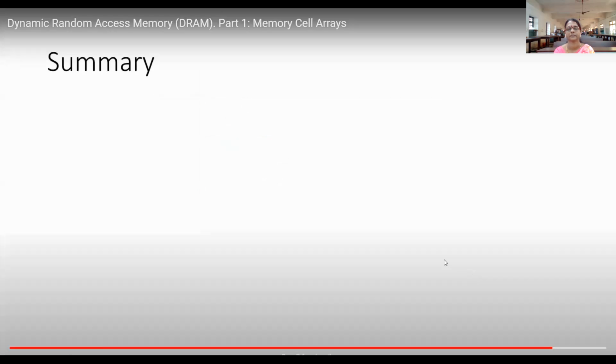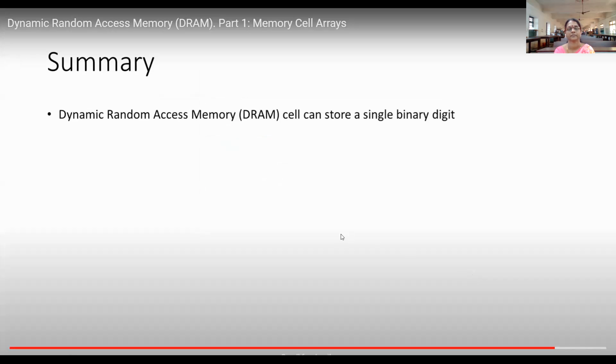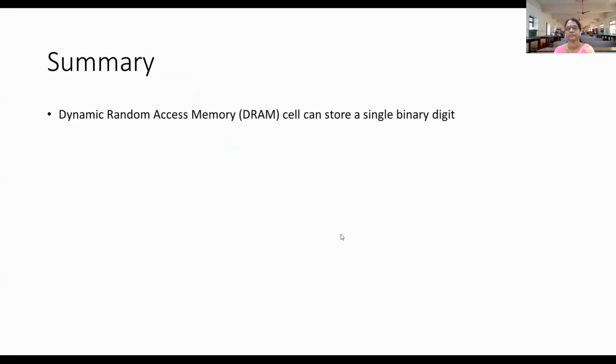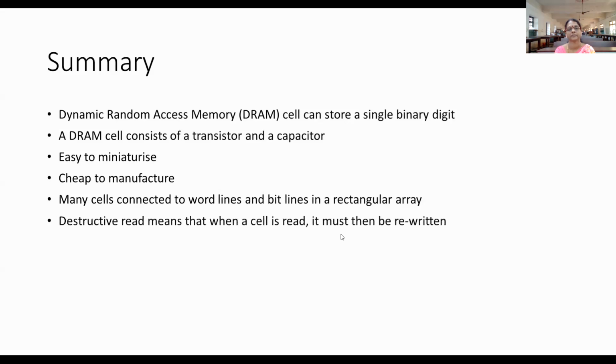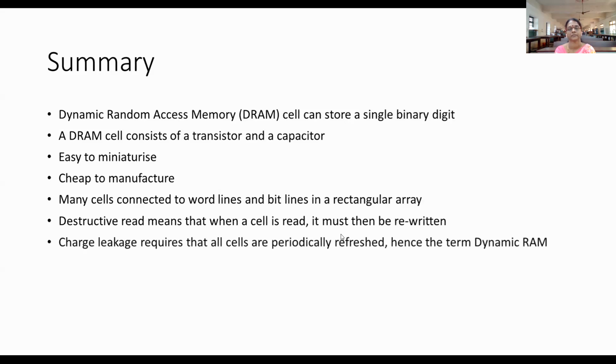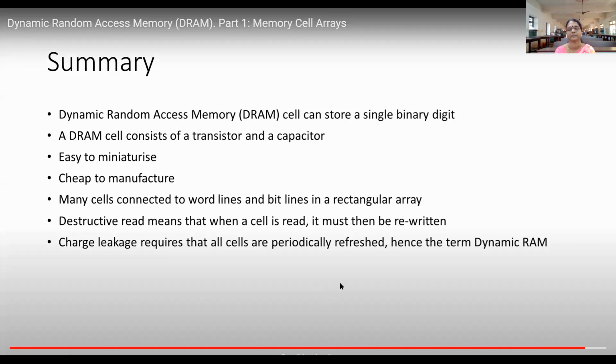To summarize so far, a dynamic random access memory cell can store a single binary digit. A DRAM cell consists of a transistor and a capacitor. This is easy to miniaturize, and it's cheap to manufacture. Many cells are connected to word lines and bit lines in a rectangular array. A destructive read means that when a cell is read, it must be rewritten. Charge leakage also requires that all cells are periodically refreshed, hence the term dynamic RAM.